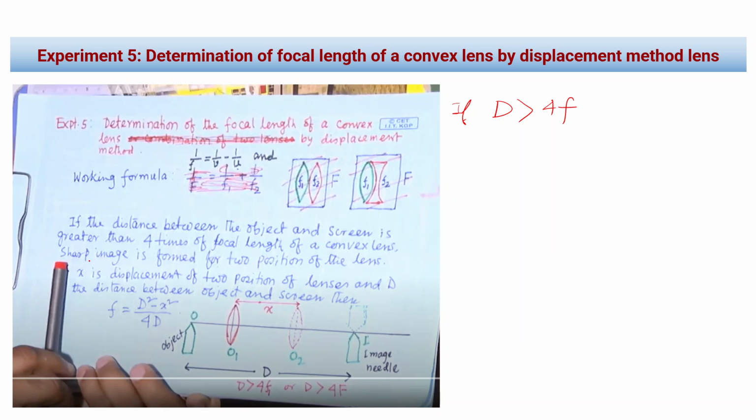In this, the image forms at this position when we keep the lens at two different positions. Position O1 will give the image here, and position O2 will also give the image here, only if the distance between the object and the image is more than 4 times the focal length of this convex lens. So let's do a little derivation to find out how we get this formula.